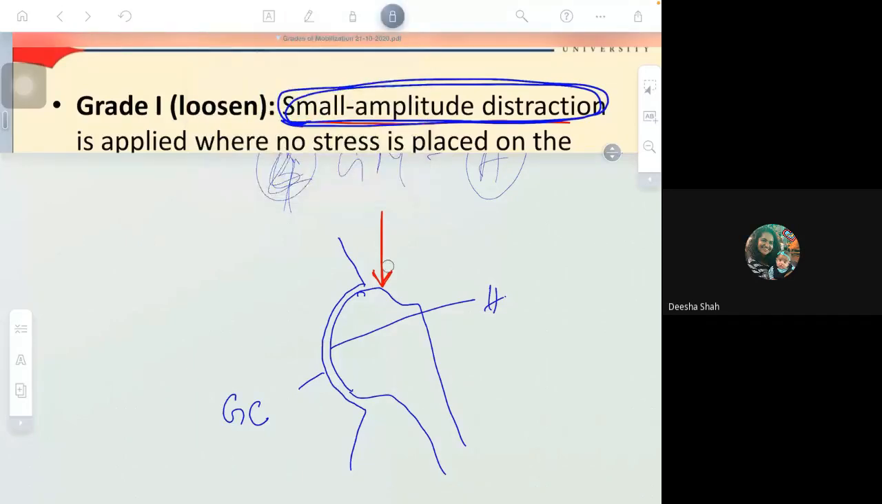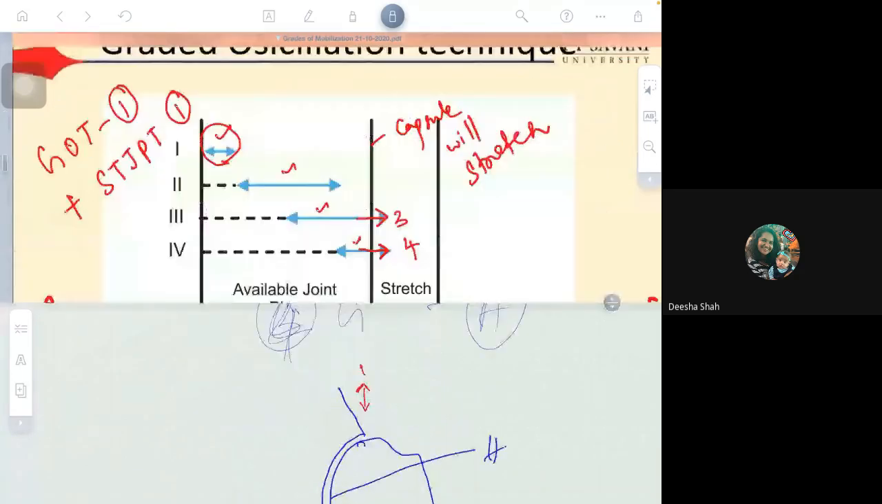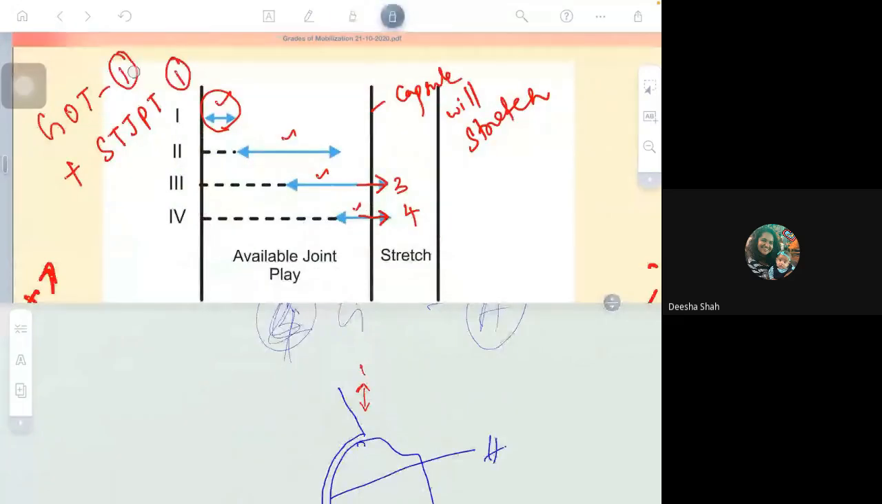Small amplitude distraction. Yes. See, what is grade 1? This is grade 1. And what is grade 2? This is grade 1 oscillation. This is grade 2 oscillation. This is grade 3 oscillation, and this is grade 4 oscillation. You already know the 1, 2, 3, 4 grades of the graded oscillatory technique, GOT. Clear? Suppose I am giving grade 1 mobilization, which one? I am talking about this one, this grade 1.